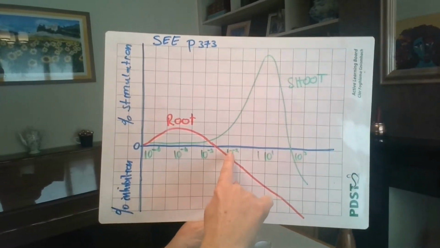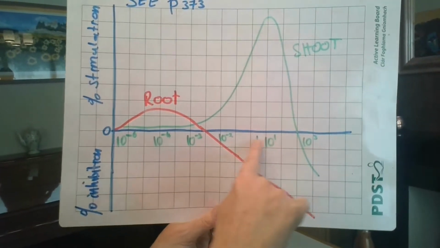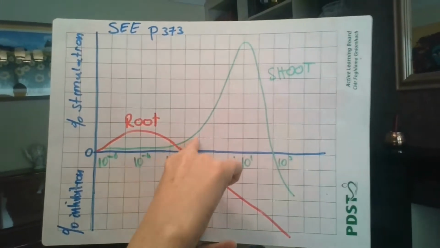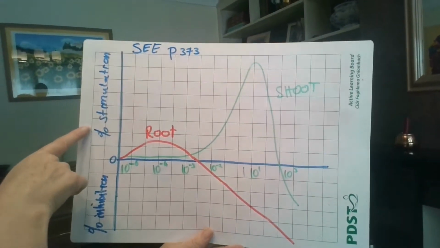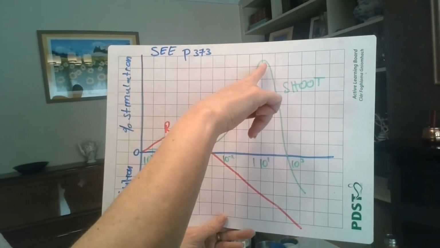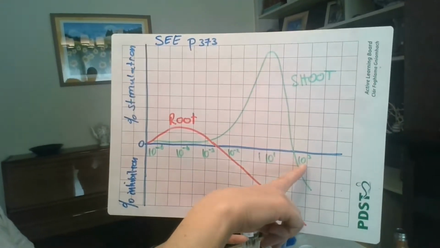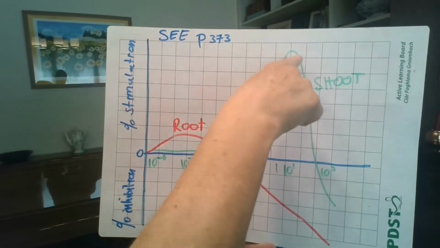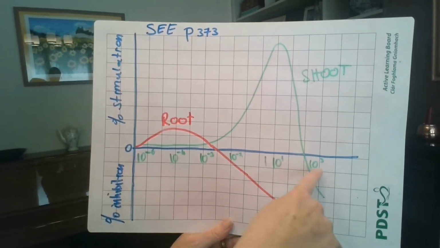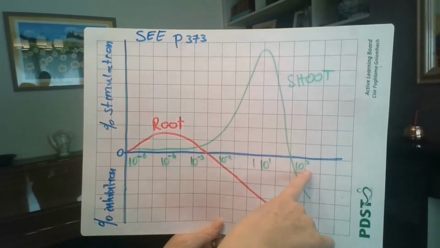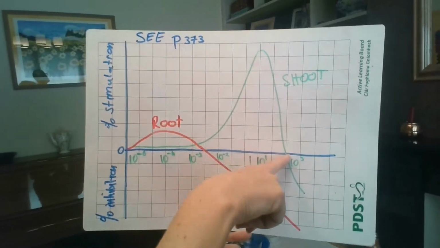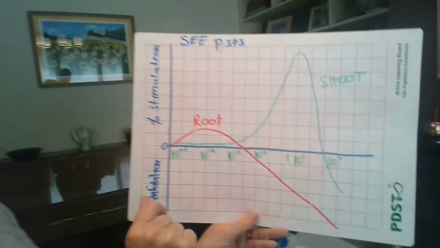However, higher concentrations of IAA did increase or stimulate shoot growth up to a certain concentration, where if it was too high, 10 to the power of 3, it will actually stop the shoots from growing. So 10 to the power of 3 stops shoots from growing and also stops roots from growing.